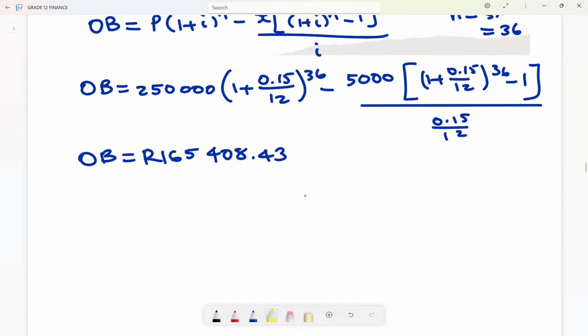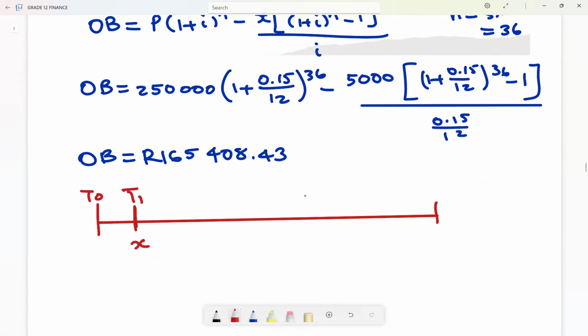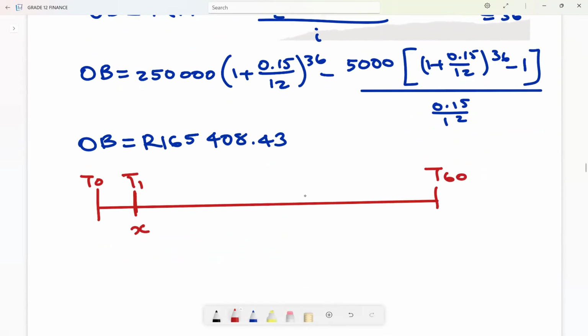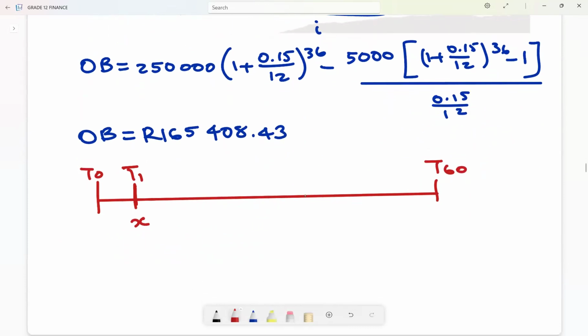When you are paying your loan, let's say you start making your loan payments from T1, and you're supposed to end at T60. Somewhere, somehow, at T22, 23, and then 24, you struggle to pay. Right? The last payment that you made was on T21. This is the last payment you did. And then you continue again at T25 up to T60, guys.